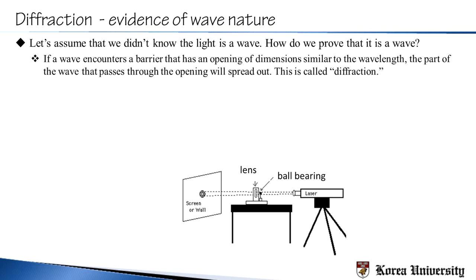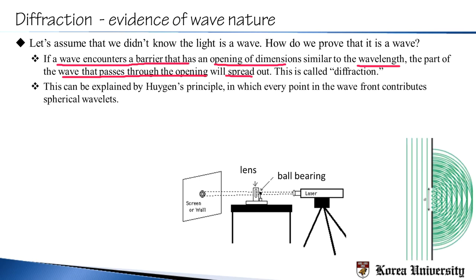Okay, so diffraction is actually a situation like this. If a wave, any wave, encounters a barrier that has an opening whose size is similar to the wavelength of this wave, then the part of the wave that passes through the opening will spread out like this. Okay, let's take a look at this figure. So now this is the opening that is comparable to the wavelength of the wave.